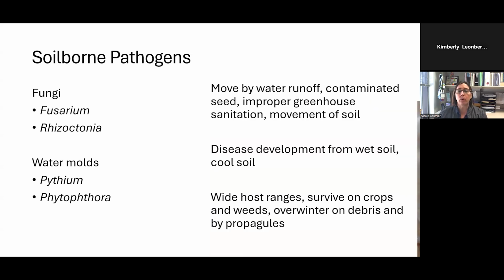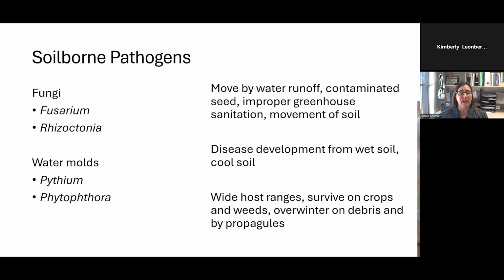In general, soil-borne pathogens live in the soil, right? Hence the name. They move any way that soil is moved. So they can travel or be transported by water runoff, contaminated seeds, whether they're infecting or hitchhiking, improper greenhouse sanitation, any way that we move soil. That can be tools, equipment, the bottoms of our shoes or dirty overalls.